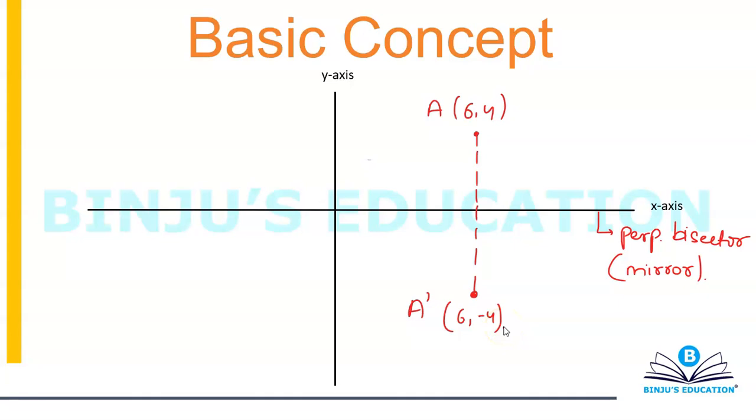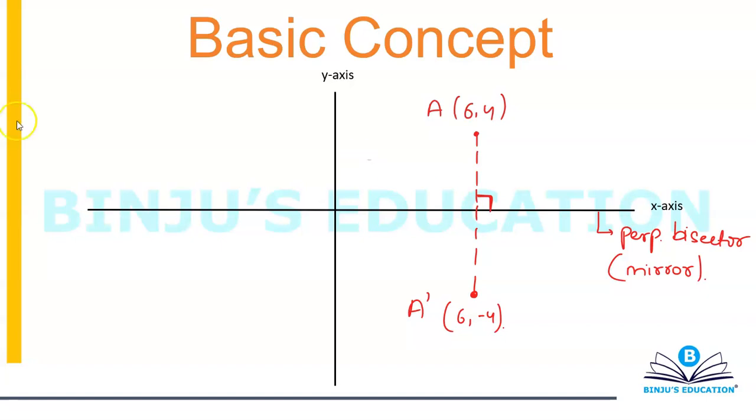Now why it's called perpendicular bisector, understand. The line joining the image and the object always makes an angle of 90 degrees with the mirror. Whenever you stand in front of a mirror, imagine the next time you stand that the line that joins you and your reflection will make an angle of 90 degrees with the surface of the mirror.